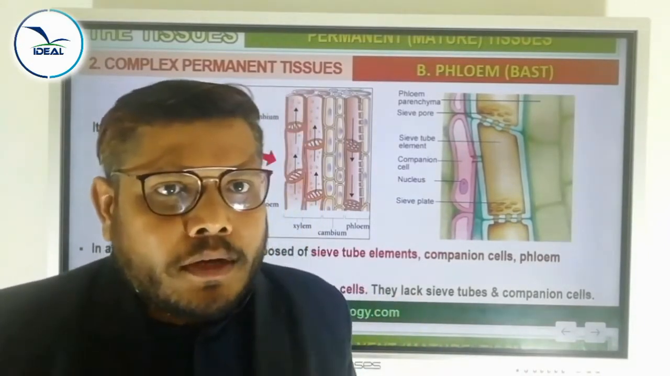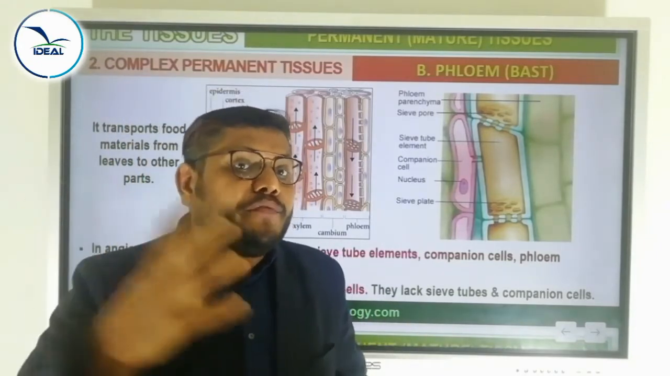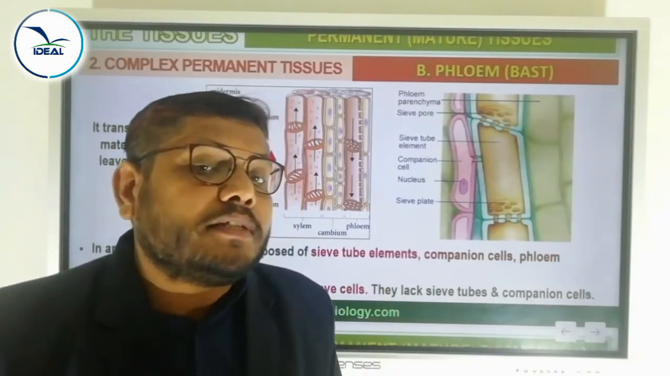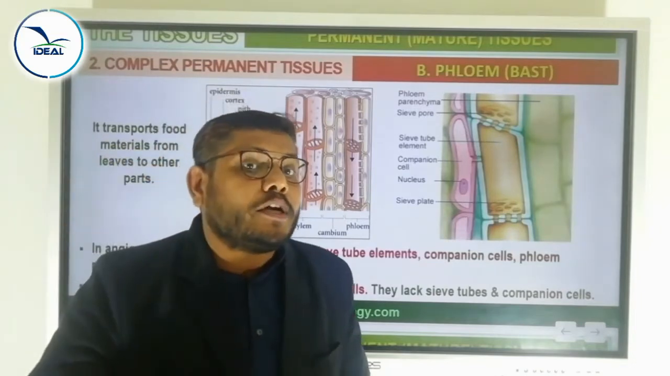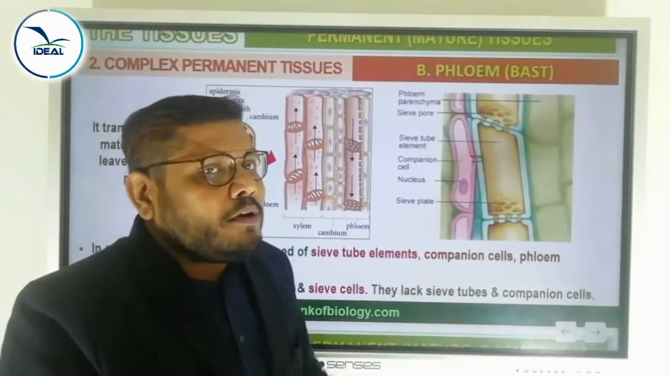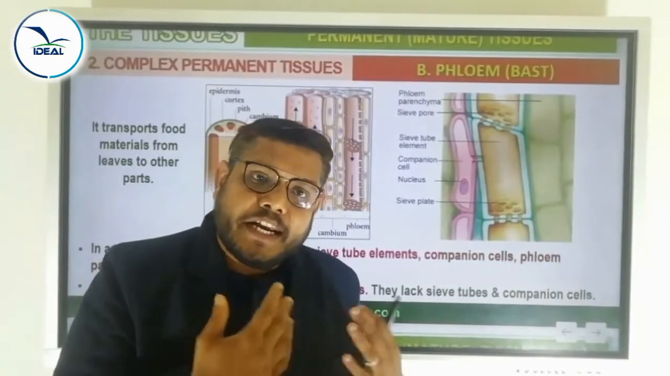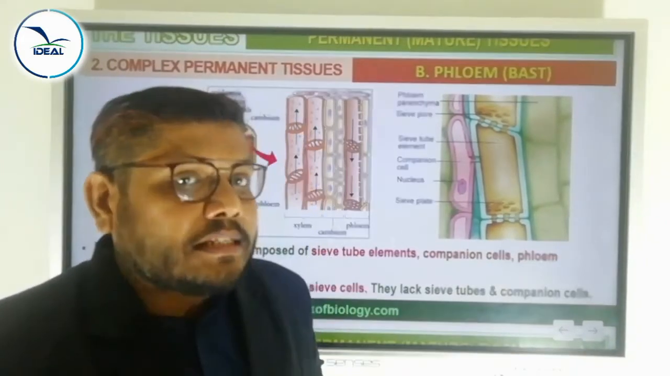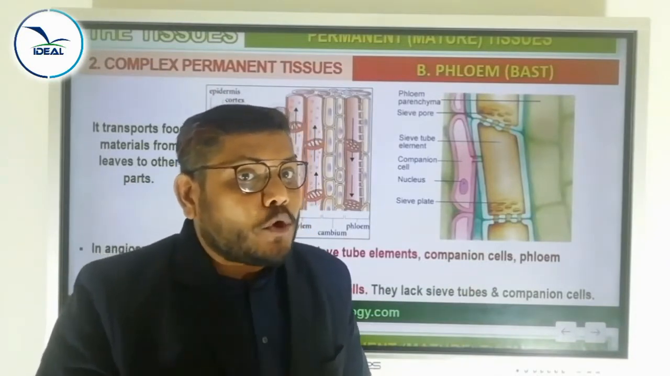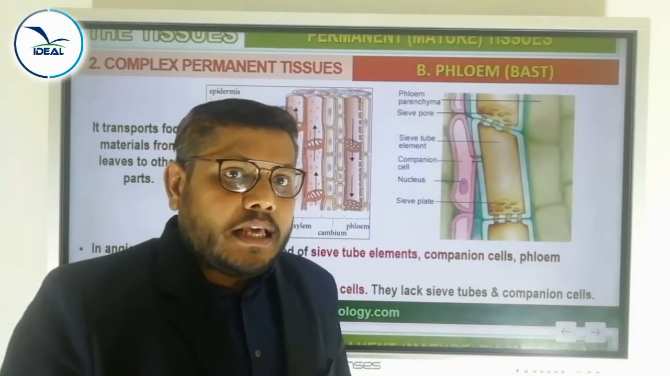What is phloem? These are the tissues that are responsible for transporting food from leaf to different parts of the plant body. As a result of photosynthesis, the leaf synthesizes the food material. That food is transported from leaf to different parts of the plant body with the help of phloem. Phloem also consists of 4 components because it is a complex tissue, so it is made up of more than one type of cells. So what is phloem? It is the complex tissue that helps in transporting food from leaf to different parts of the plant body. Is it clear?